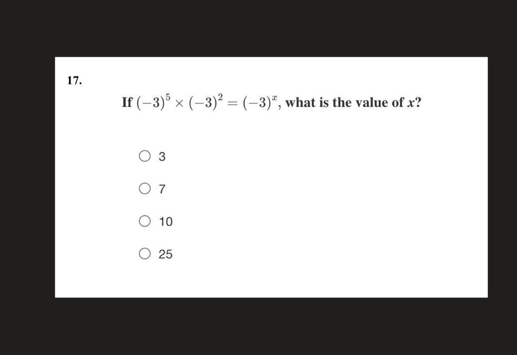If negative 3 to the 5th times negative 3 squared equals negative 3 to the unknown power, what is the value of x? All right, so the bases are the same. They're both negative 3, and they're multiplying. When they multiply with the same base, you should add the exponents.